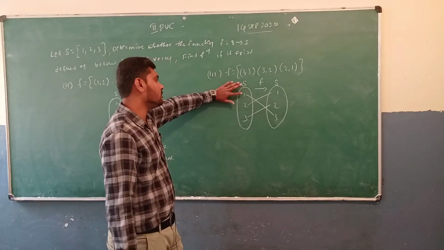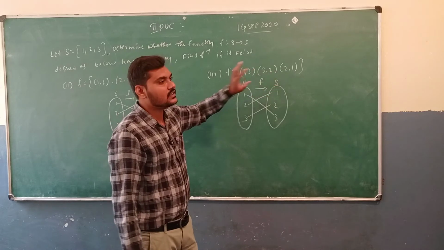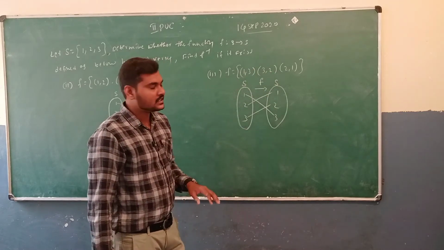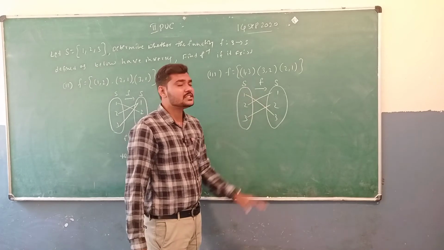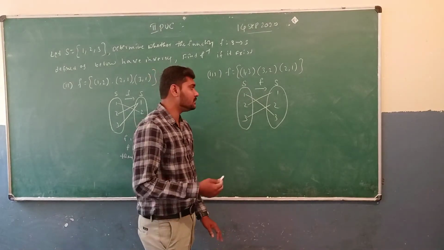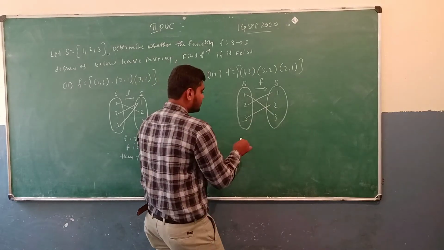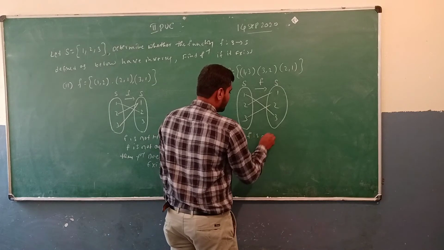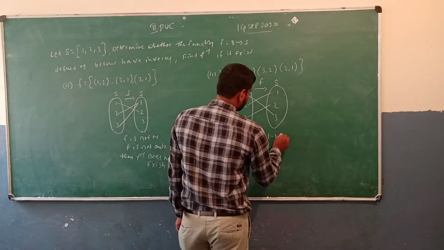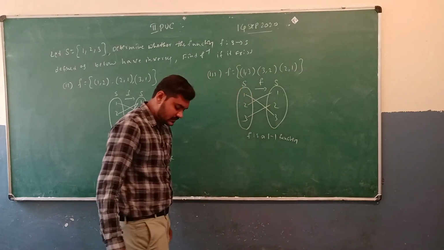Because if you observe, every element in the set S contains one image in the set S. Every element in the domain contains one image, one element in the codomain, or you can say those elements which are in the range, then it is going to be a one-one function. So you can say that f is a one-one function. Is it an onto function?